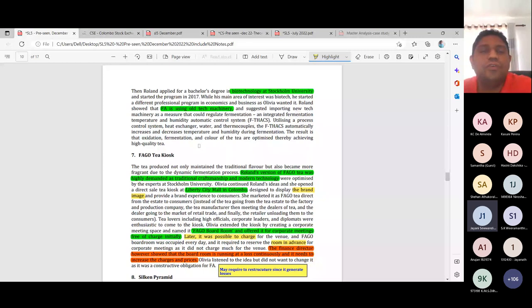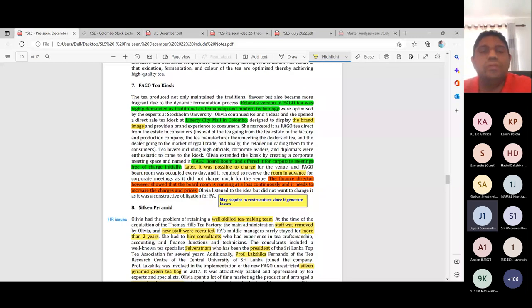Then Fargo Tea Kiosk. The tea produced not only maintained traditional flavor but also became more fragrant due to the dynamic fermentation process. Roland's version of Fargo tea was highly demanded as traditional craftsmanship and modern technology were optimized by the expert at Stockholm University. Olivia continued Roland's ideas and she opened a direct sale tea kiosk at Liberty City Mall in Colombo.